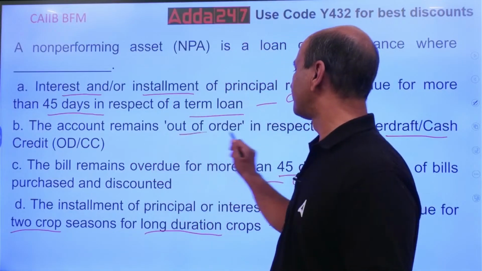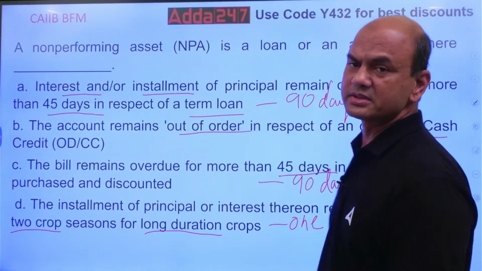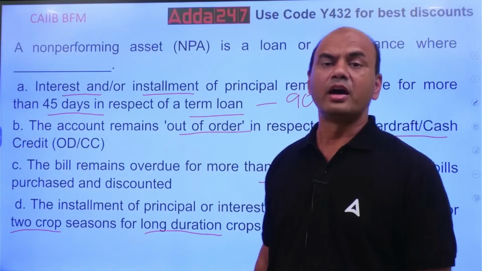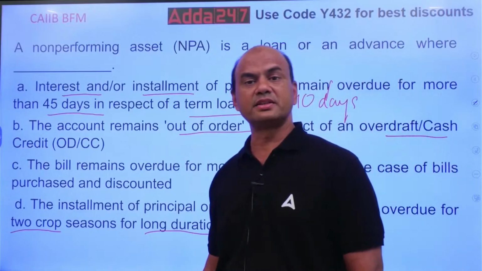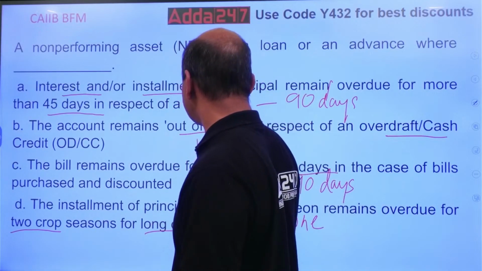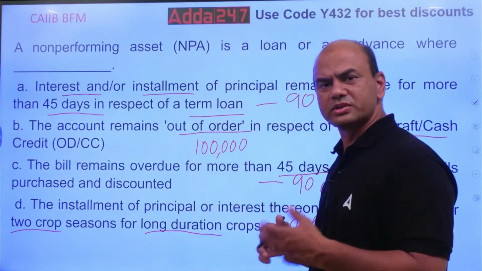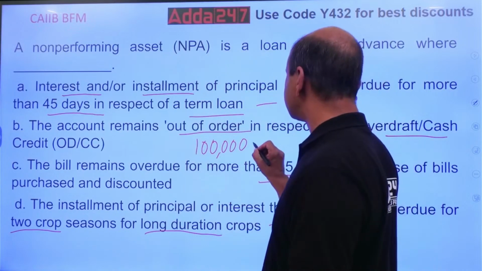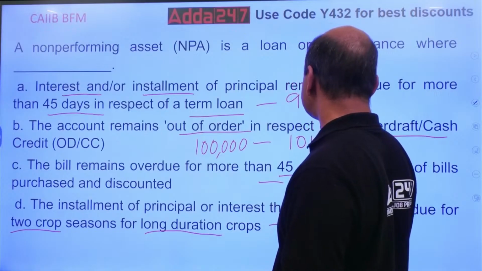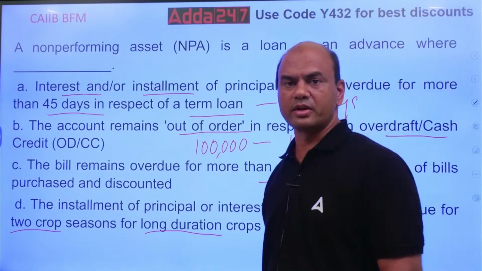Out of order in respect of overdraft CC. If any account remains out of order constantly. What is out of order? Suppose I have sanctioned a CC of let's say 1 lakh rupees, and that account is constantly above 1 lakh. The average balance is around 1 lakh 1000 constantly for all the 3 months. Then this is called out of order.